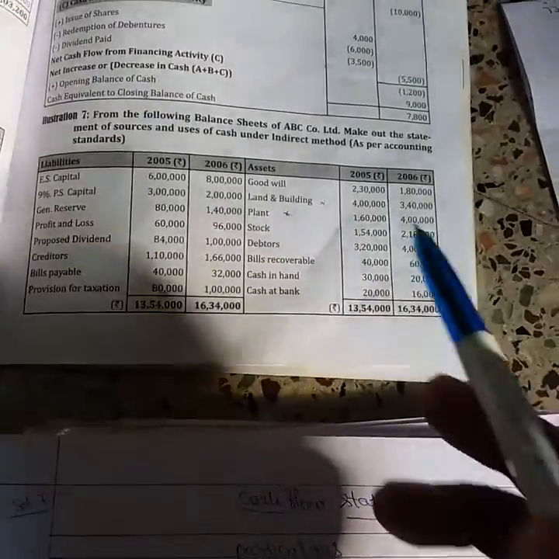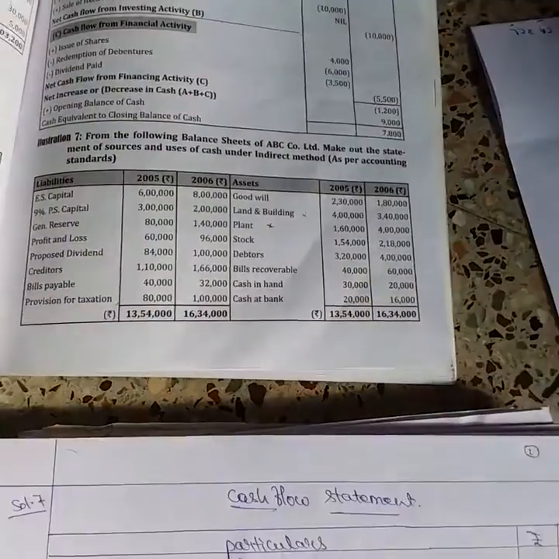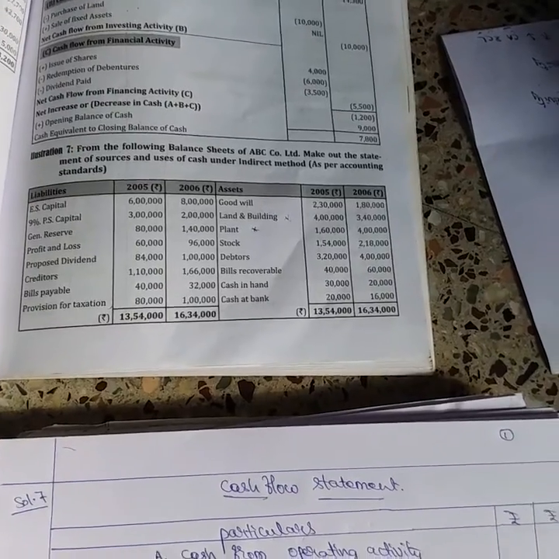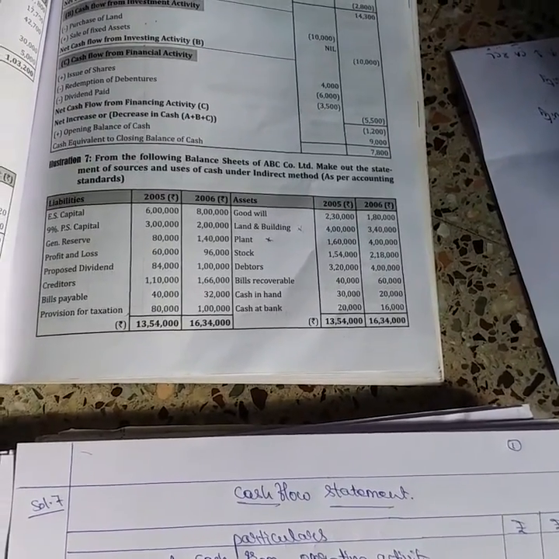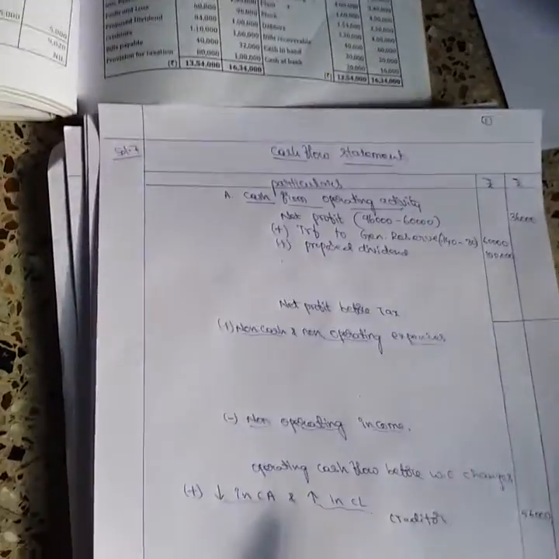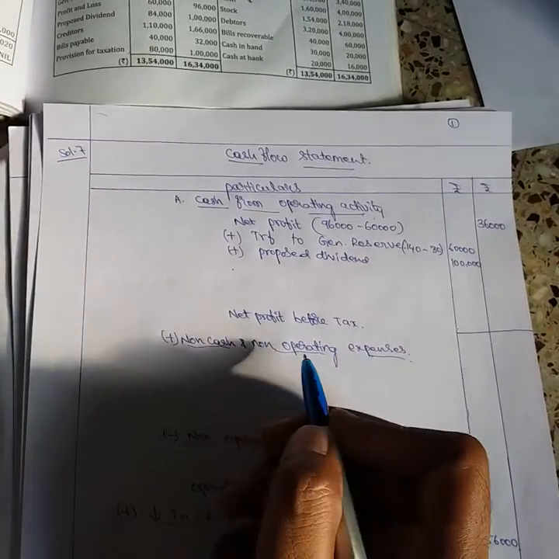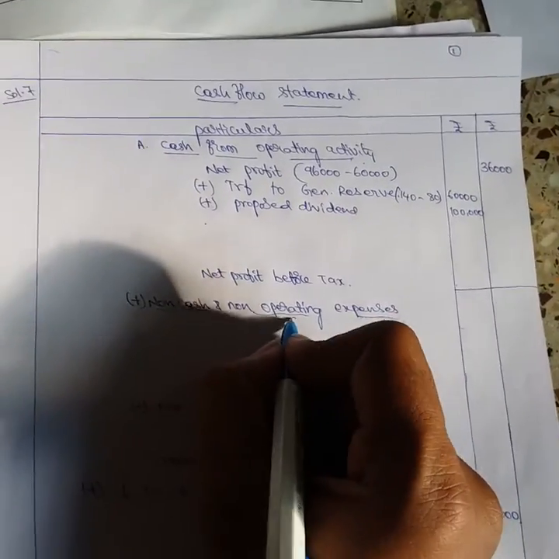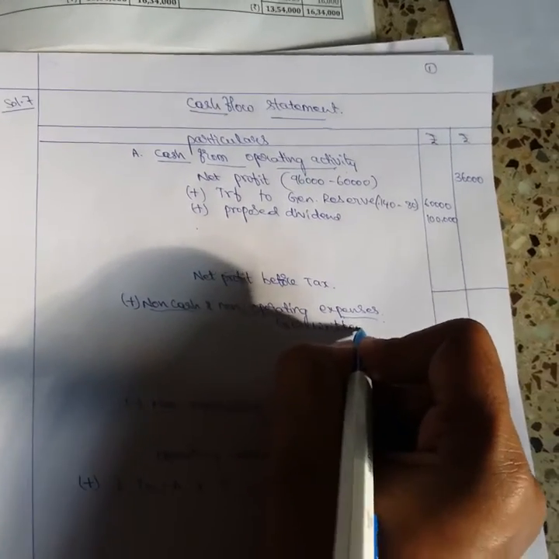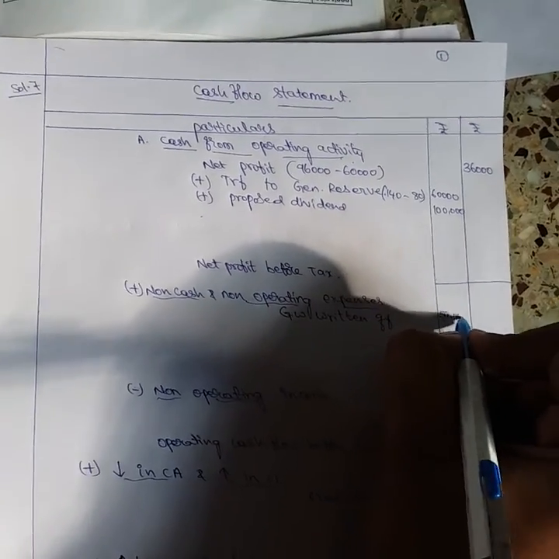Next, asset side, goodwill 2,30,000 has become 1,80,000. So written off of goodwill 2,30,000 minus 1,80,000, so it is 50,000. 50,000 goodwill written off. It is non-cash expense. Comes under operating activity. Add non-cash, non-operating expenses, goodwill written off to the extent of 50,000.